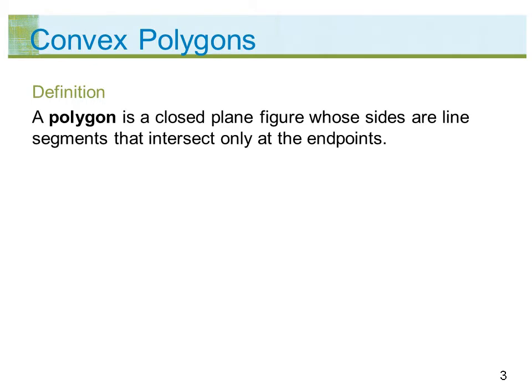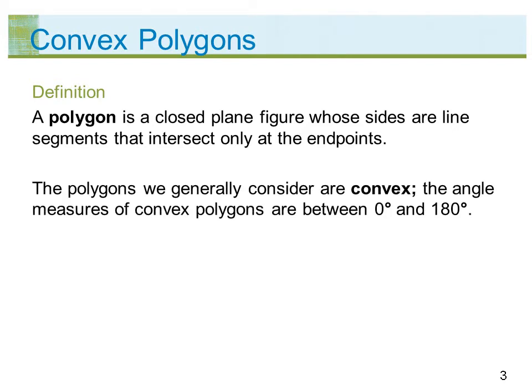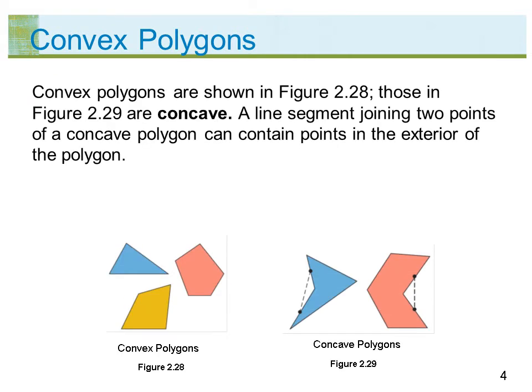Definition: a polygon is a closed plane figure whose sides are line segments that intersect only at the endpoints. The polygons we generally consider are convex. The angle measures of convex polygons are between 0 degrees and 180 degrees. Convex polygons are shown in Figure 2.28.